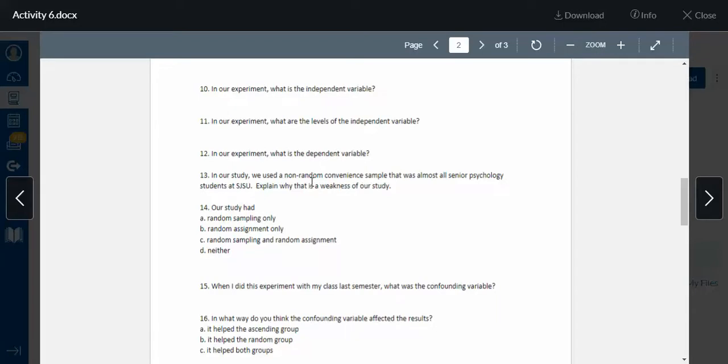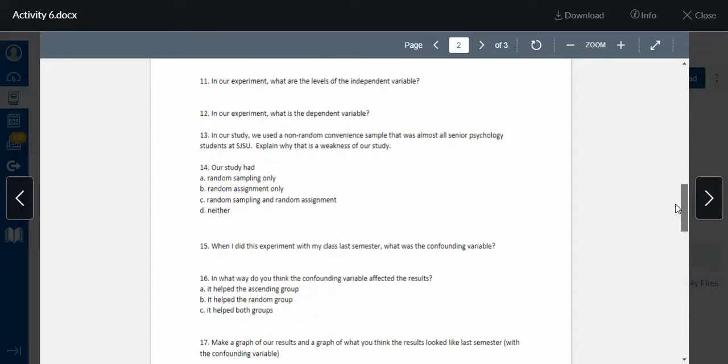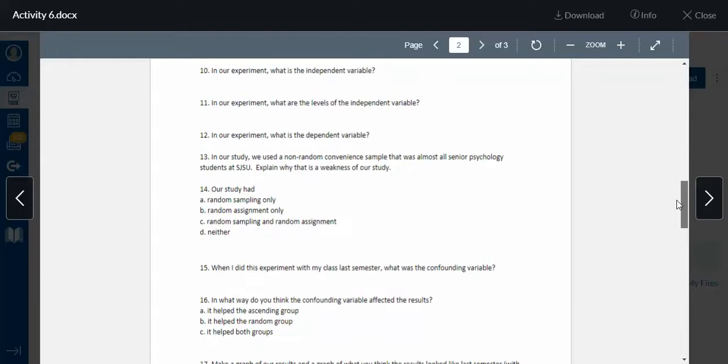So we used a non-random convenient sample that was almost senior psychology students. Well, if we had actually done the experiment in class, it would have been a convenient sample of all psychology students. Explain why this is a weakness of the study. It's actually a problem, but it's not an internal validity problem, because this isn't going to keep us from reaching a conclusion about the presentation order's effect. It's simply going to affect our ability to generalize our conclusions to a broader population, right?